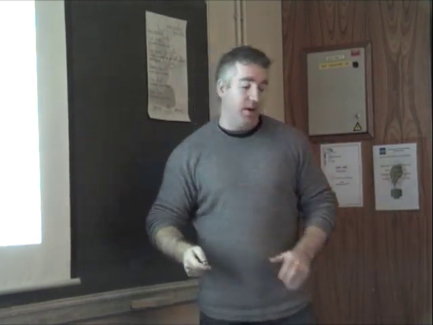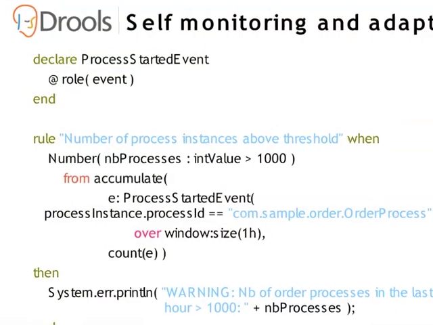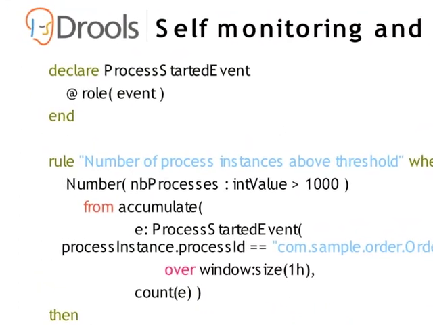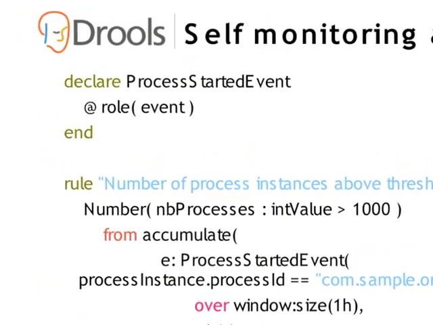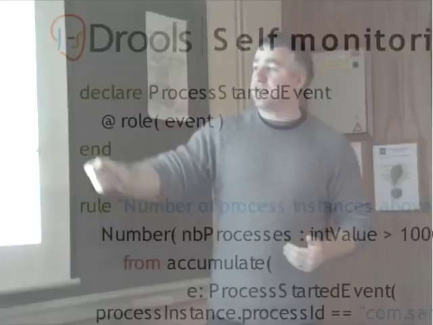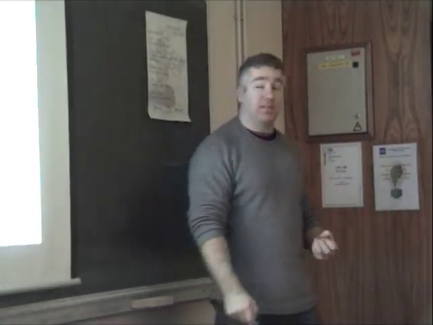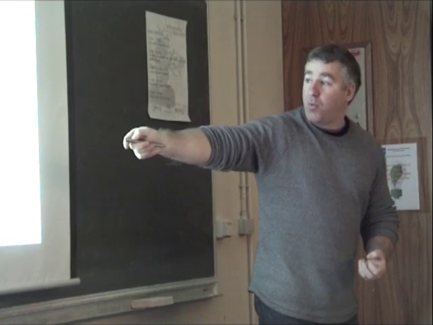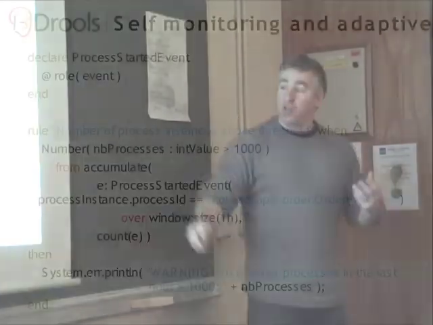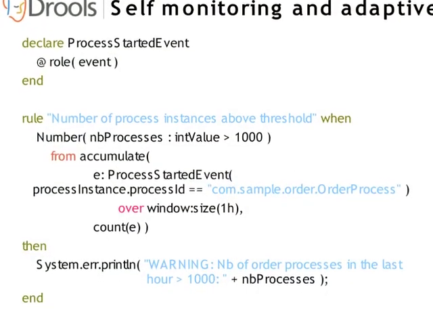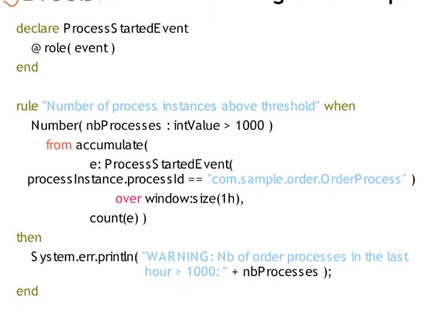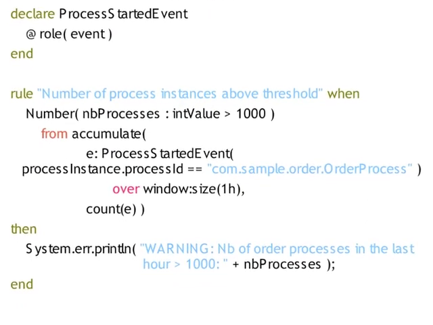So just a very, very simple one here. I have a process started event. So I have an order process, and it's saying that every time an order process starts, this event will be emitted automatically by the system. And I'm saying over a time window of 1 hour, do a count aggregation. If over a period of an hour, this process has started more than 1,000 times, then do something.